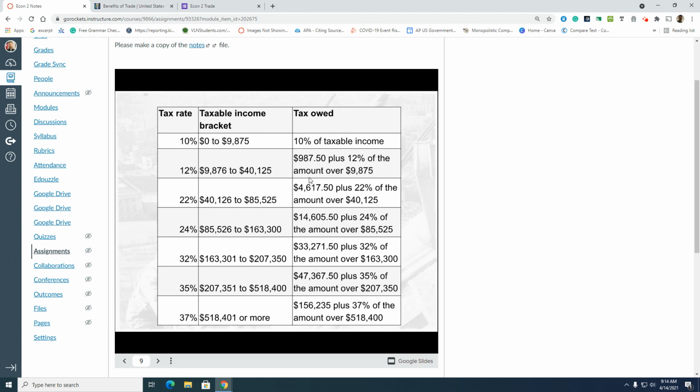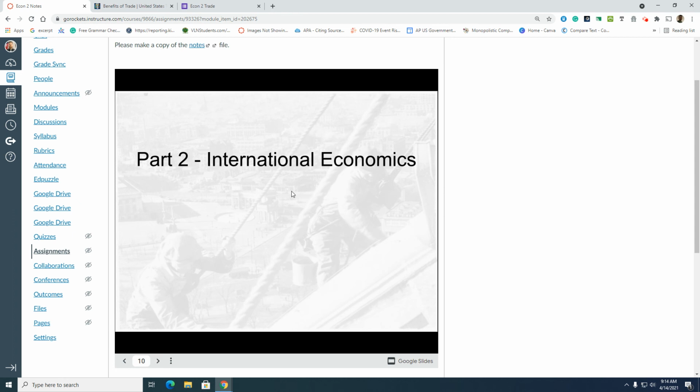And here is the tax bracket that exists for the federal income tax. You can see 10% for the lowest. This is what many students end up earning. The highest is 37% if you make over $518,000. And so next time we'll be talking about international economics and trade.